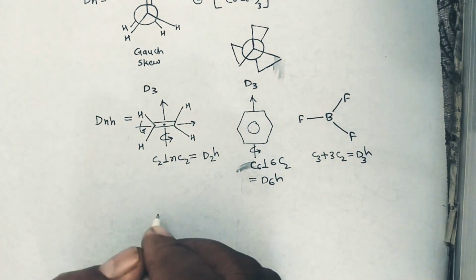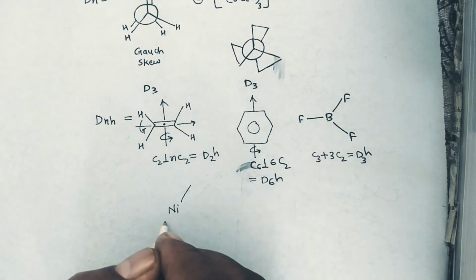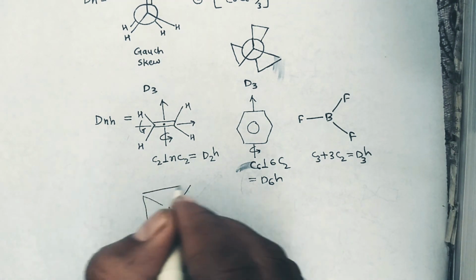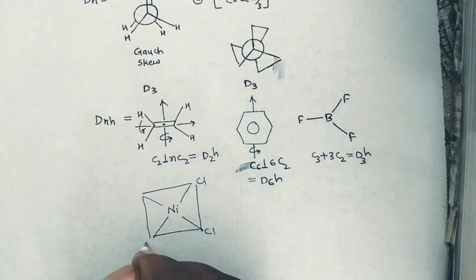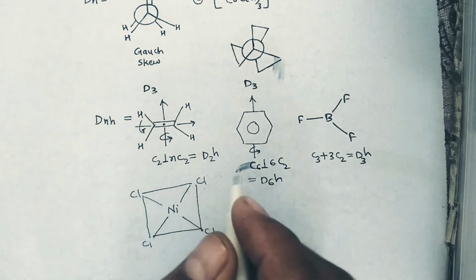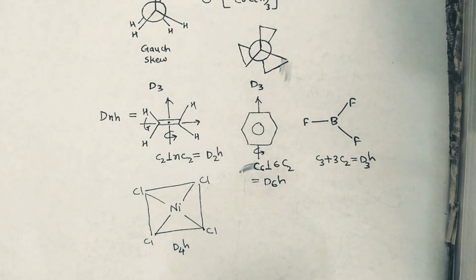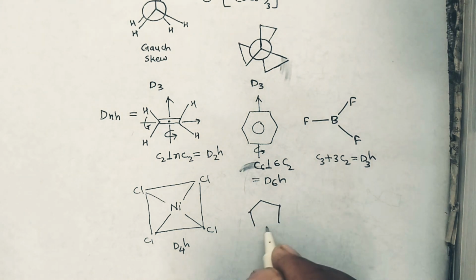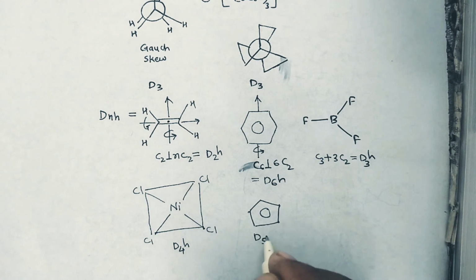In case of the square planar molecule NiCl4, it has a C4 axis through the nickel atom plus 4 C2. Therefore, the point group is D4 and one horizontal plane. Therefore, the point group is D4h. Cyclopentadienyl anion has a D5h point group.